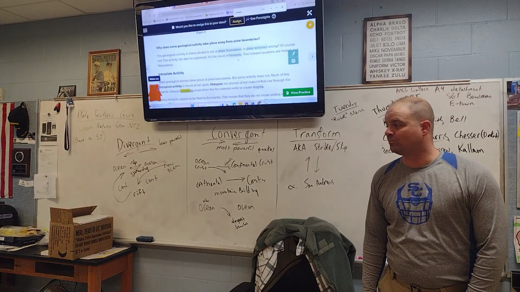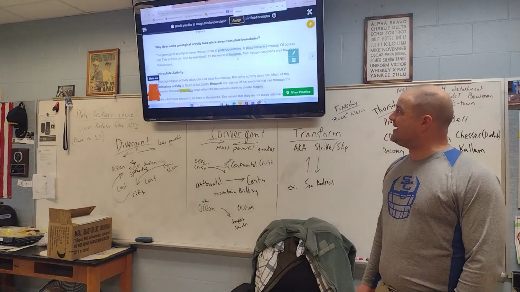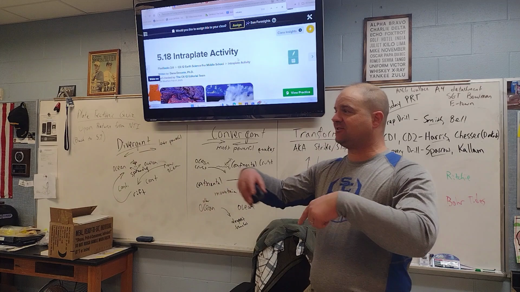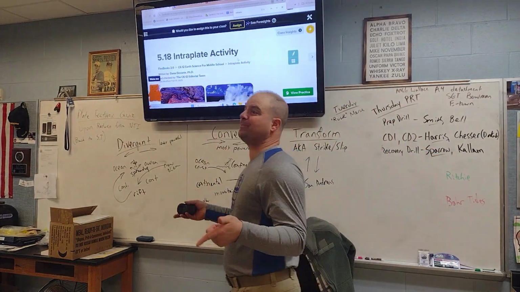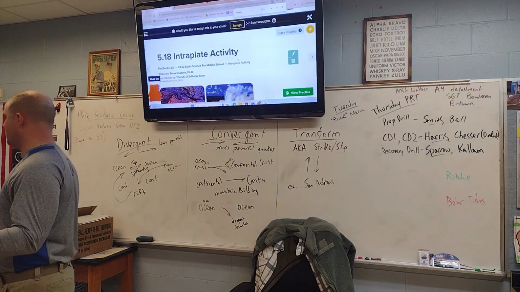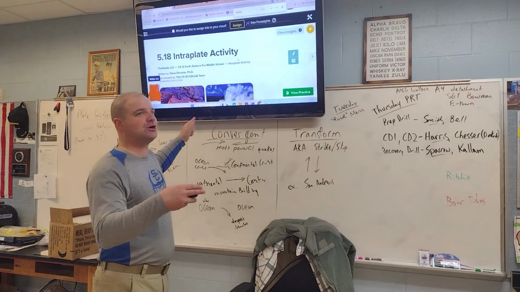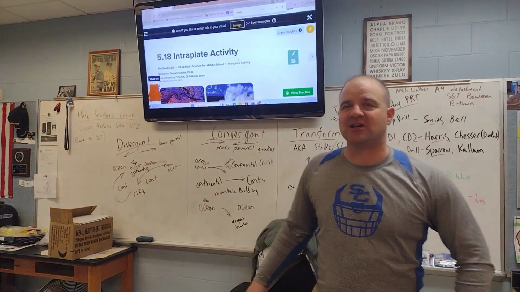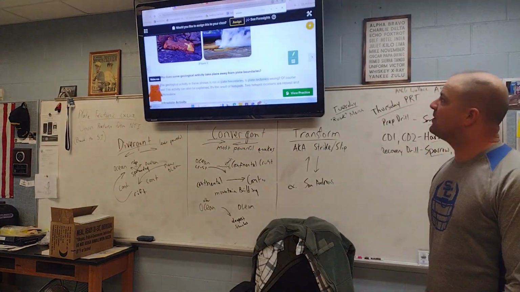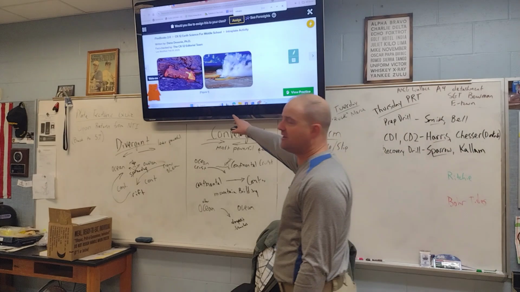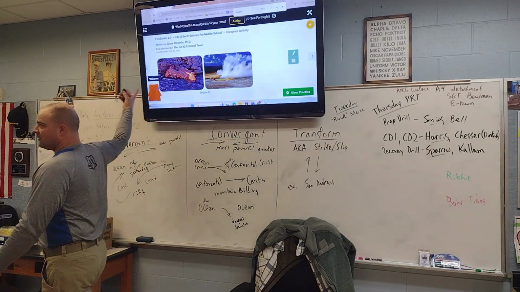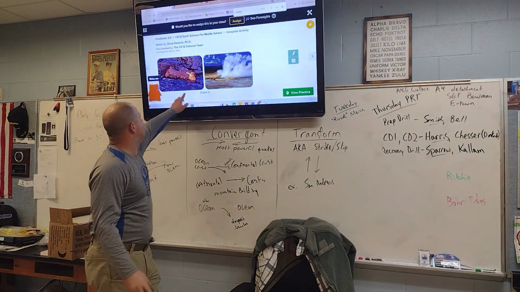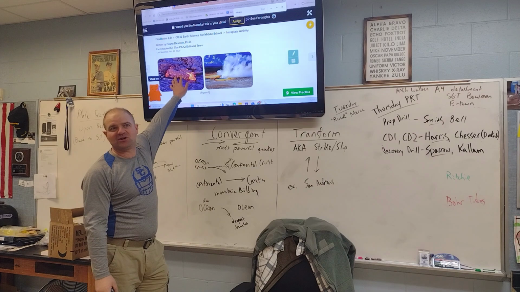Thank you. All right, so intraplate means inside the plate. Interplate would be at the boundaries, right? This lesson is about intraplate, so inside the plate boundaries, geological activity. We've got two pictures there. The one on the left is lava. And so you can see the inside's molten. It's starting to crust over, right?